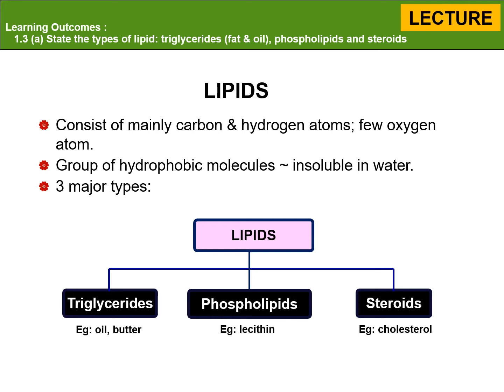There are three major types of lipids. Number one, triglycerides. Examples are oil and butter. Second is phospholipids. The example is lecithin. And the third one is steroids. Example, cholesterol.